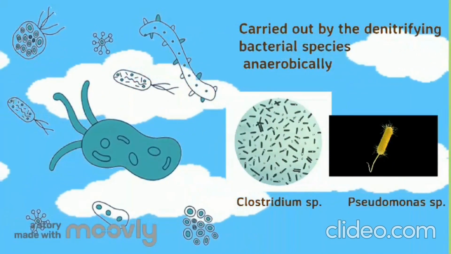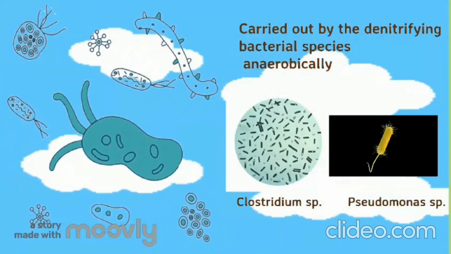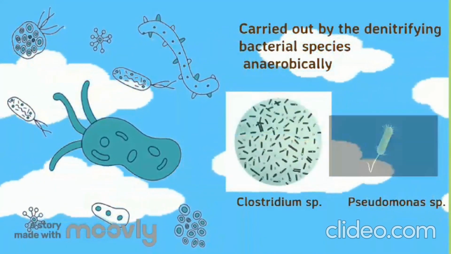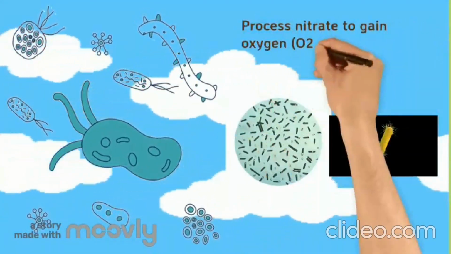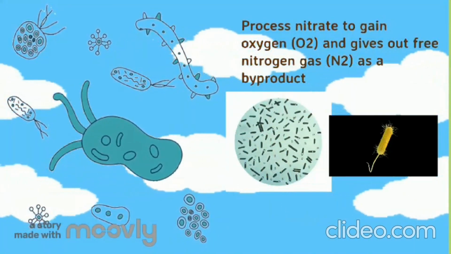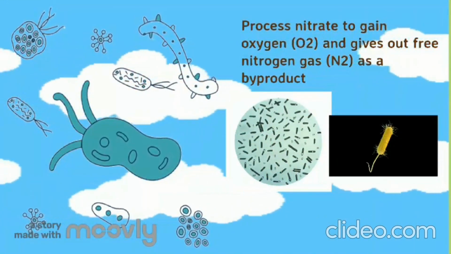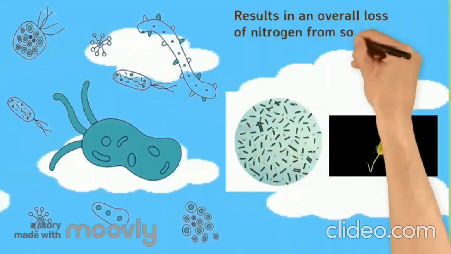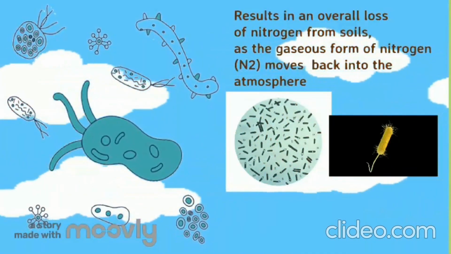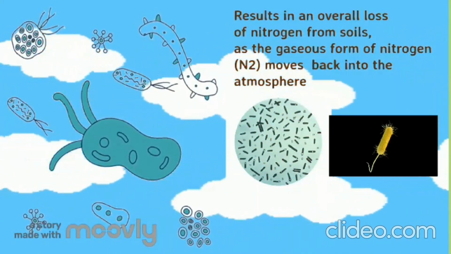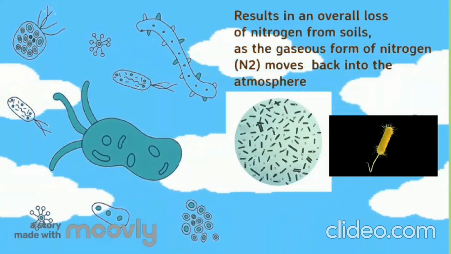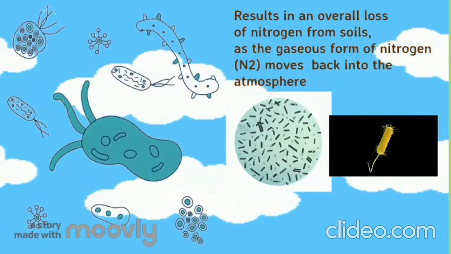Denitrification is carried out by denitrifying bacterial species such as Clostridium and Pseudomonas, which will process nitrate to gain oxygen and give out free nitrogen gas as a byproduct. This will result in an overall loss of nitrogen from soils as the gaseous form of nitrogen moves into the atmosphere, back where we began our story.